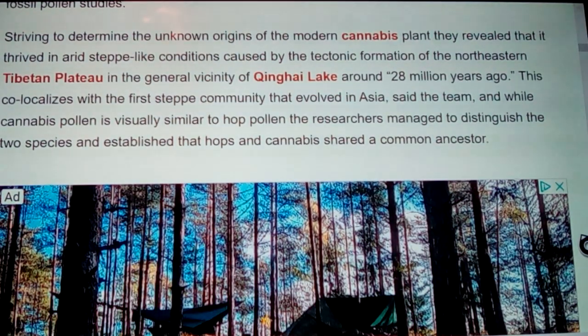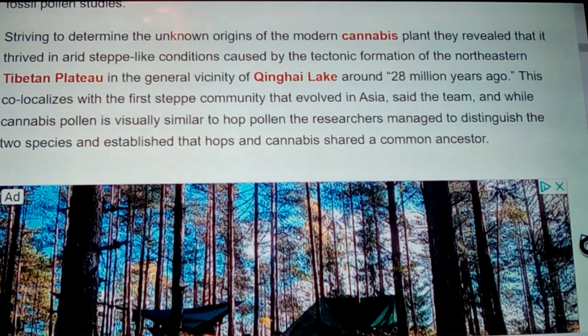Striving to determine the unknown origins of the modern cannabis plant, they revealed that it thrived in arid steppe-like conditions caused by the tectonic formation of the northeastern Tibetan plateaus, and thrived out from there in the general vicinity of the Qinghai Lake around 28 million years ago. This co-localizes with the first steppe community that evolved in Asia, said the team.